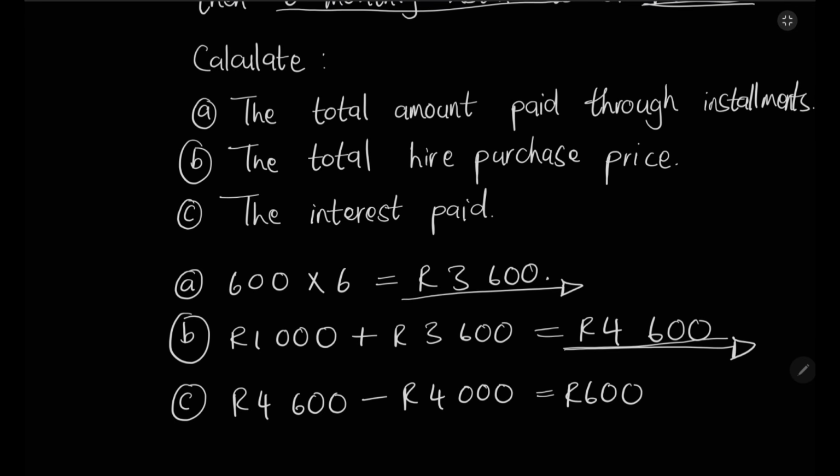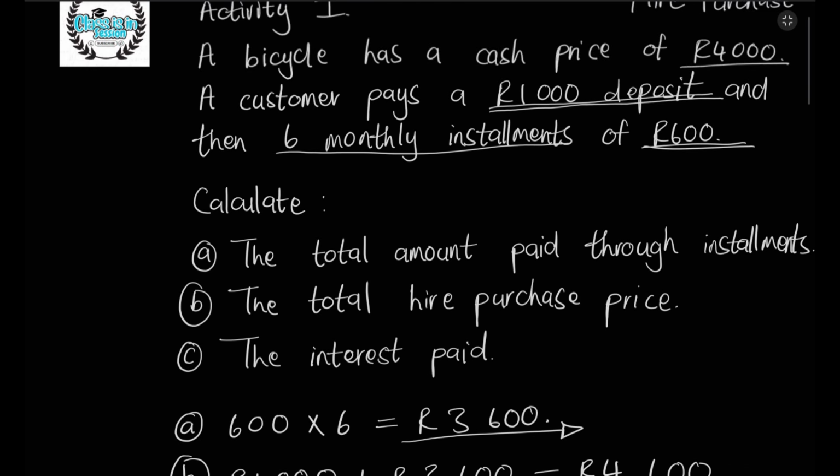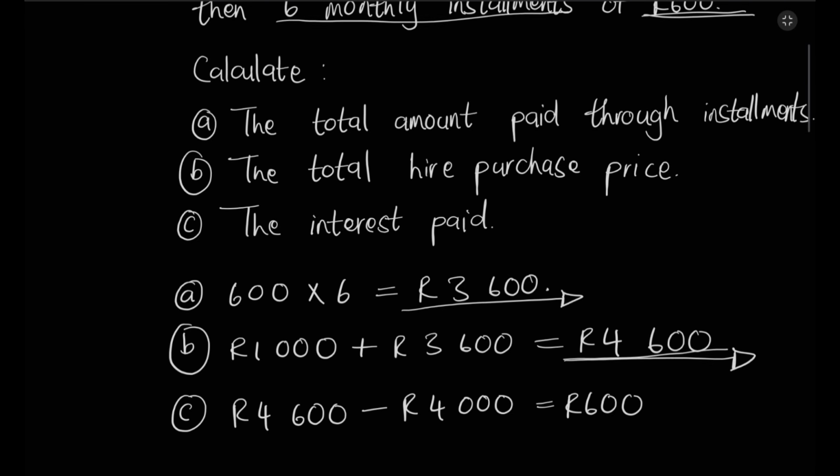Again, let's recap the total amount paid through installments. This is basically the total installments. This is the total amount paid through the monthly installments. We said 600 times 6, as they stated that 6 monthly payments of 600 Rands. Now let's move to the total higher purchase price. This is the total amount that you pay for the item through the higher purchase. All the money that you've paid.